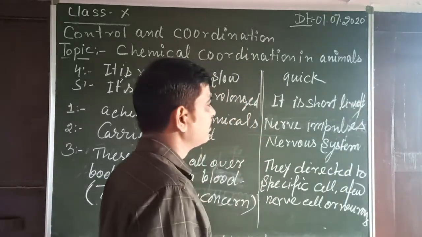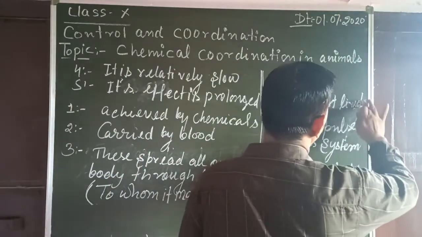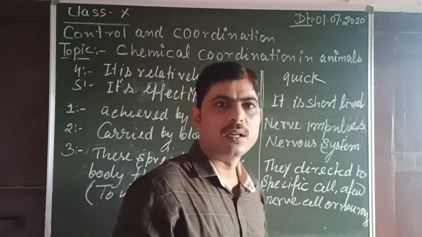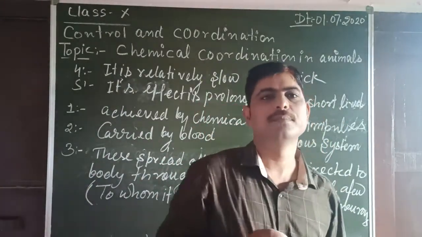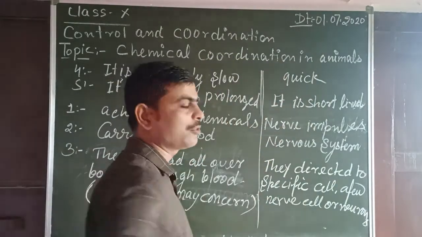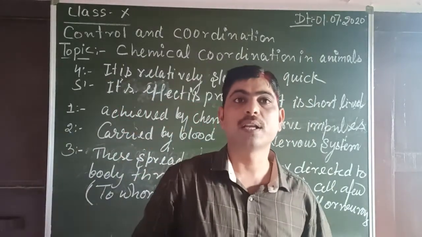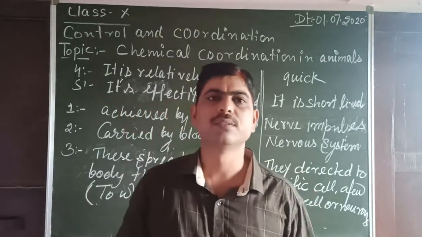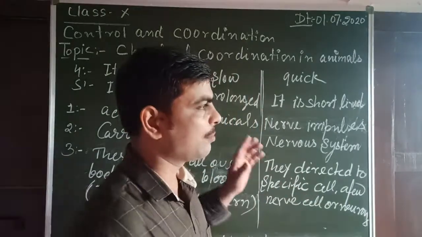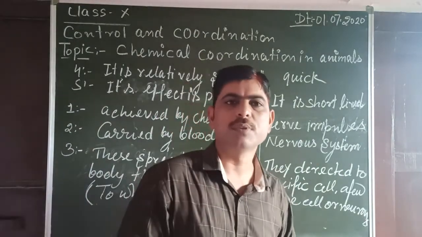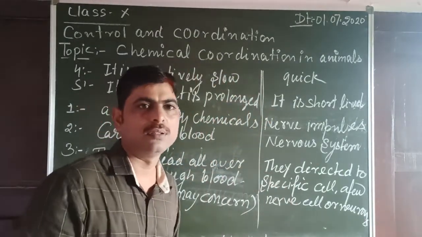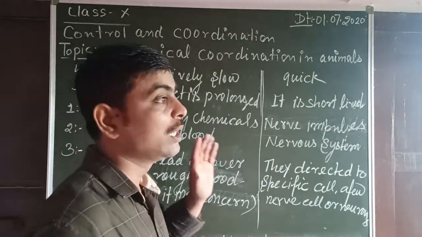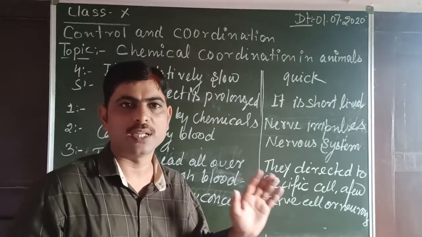Okay, do you understand it? It is short-lived. This lasts for a shorter period of time, and this will show its effect for a longer period of time. Okay, so these are some basic differences between the hormonal system and nervous system. Hope you will be able to understand. If you are not able to understand, you have the choice to replay. Okay, reverse the video.